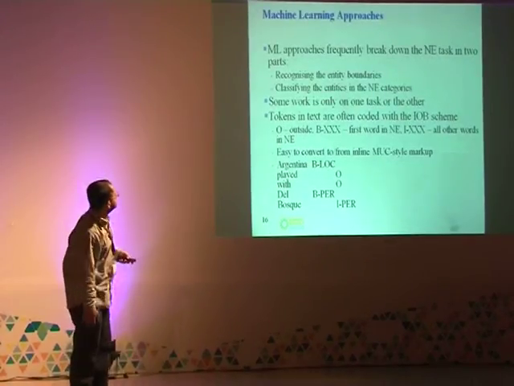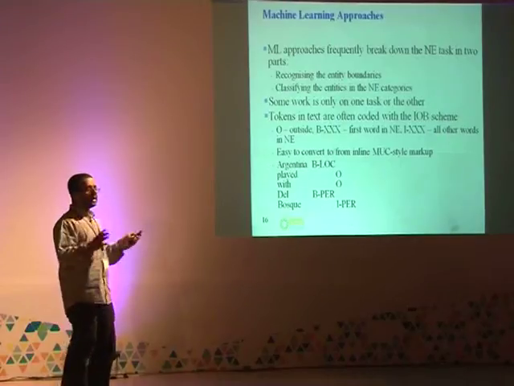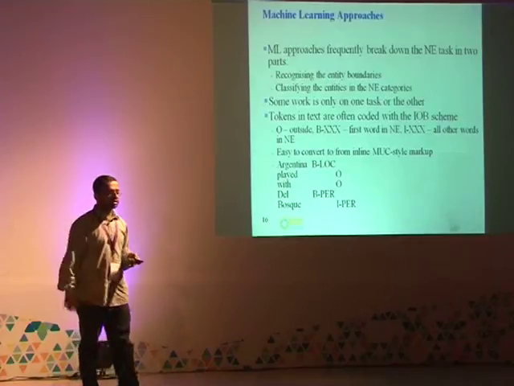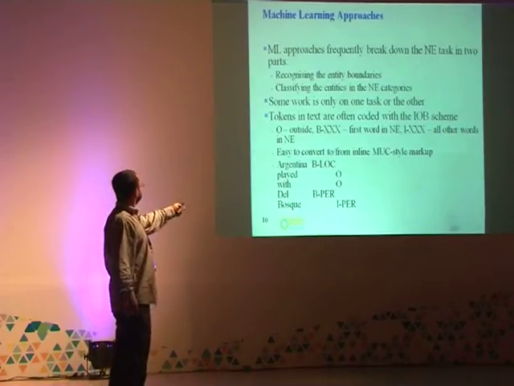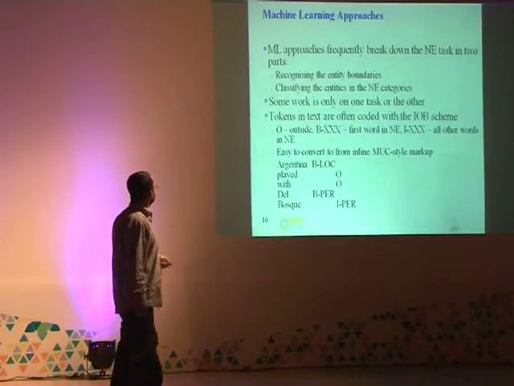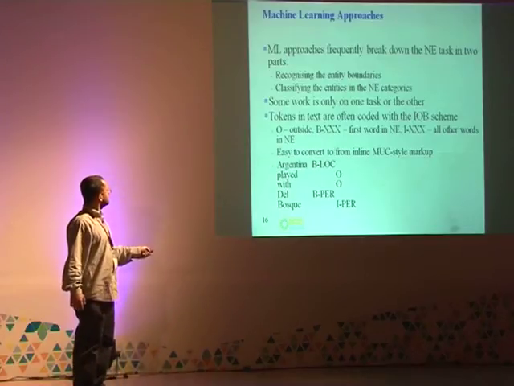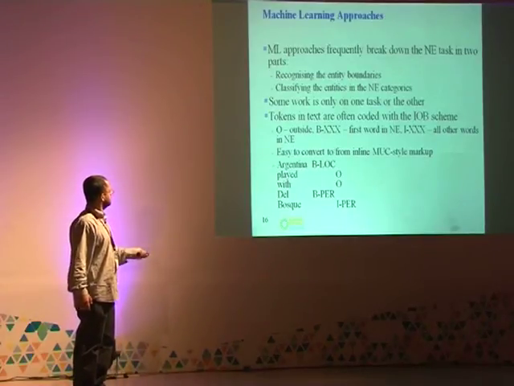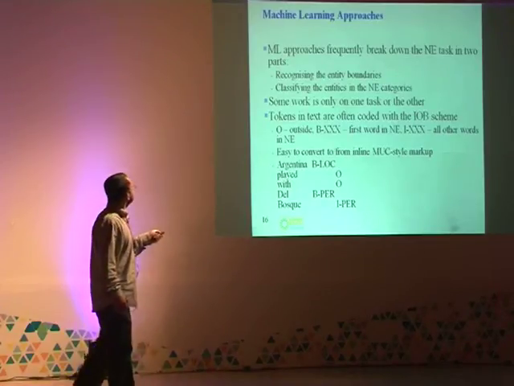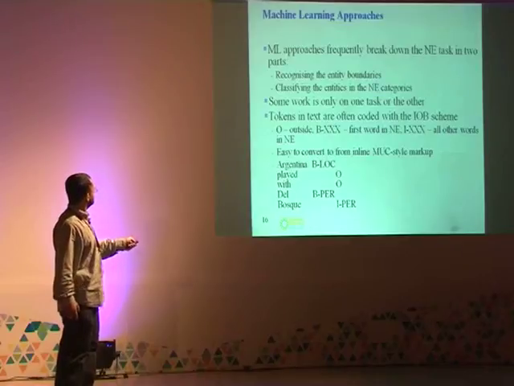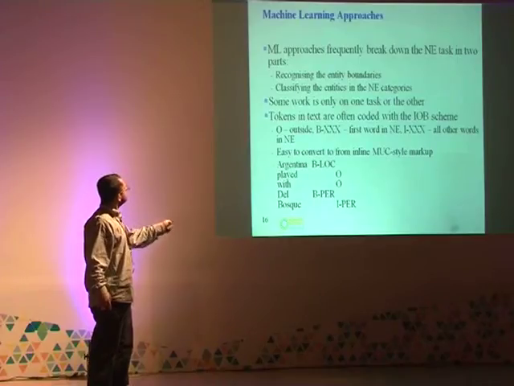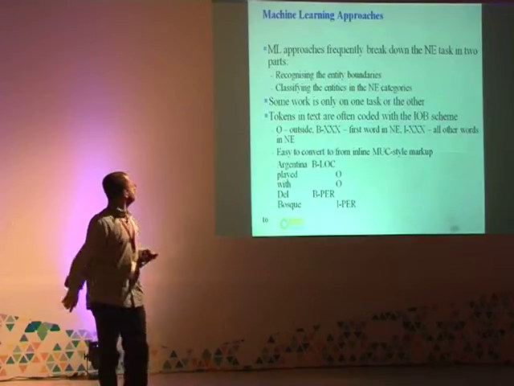So what do these machine learning systems do? They break the entity annotation task into two parts: recognizing entity boundaries. So imagine a sentence here: Argentina played with Del Bosque. You need to identify the boundary for Del Bosque, which is probably a club name. So, it's a person name, sorry, it's a person name. So identifying these boundaries is one task, and then classifying the entities into the respective categories.